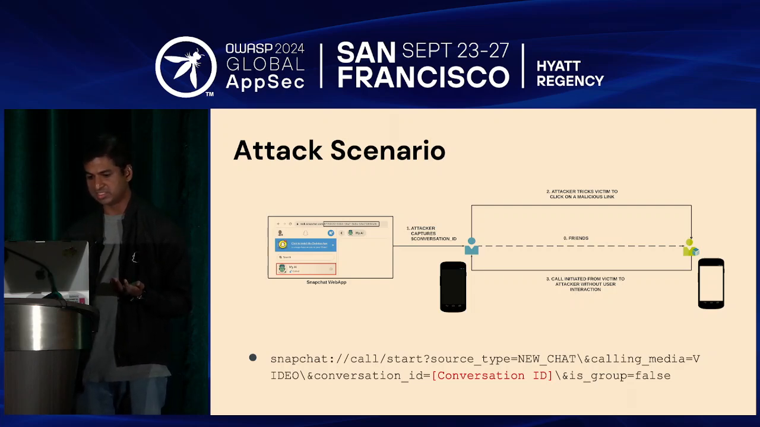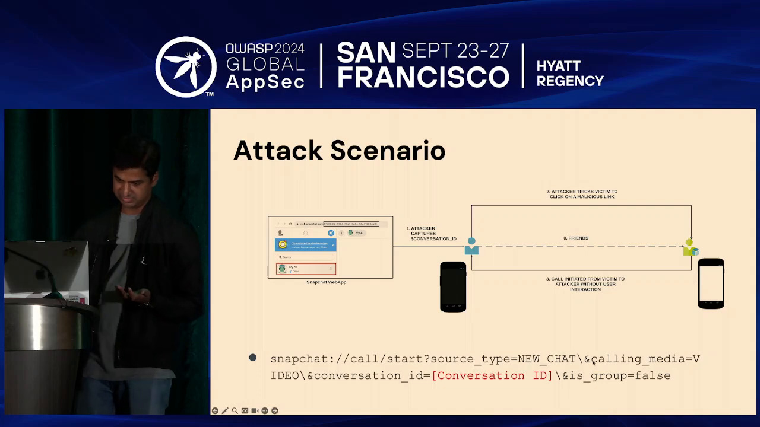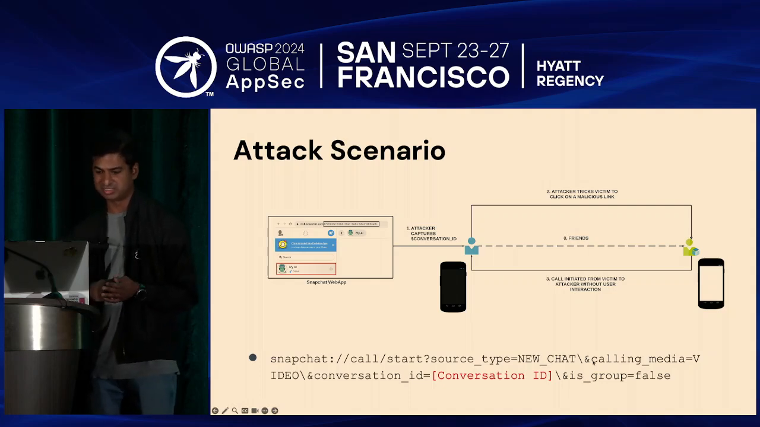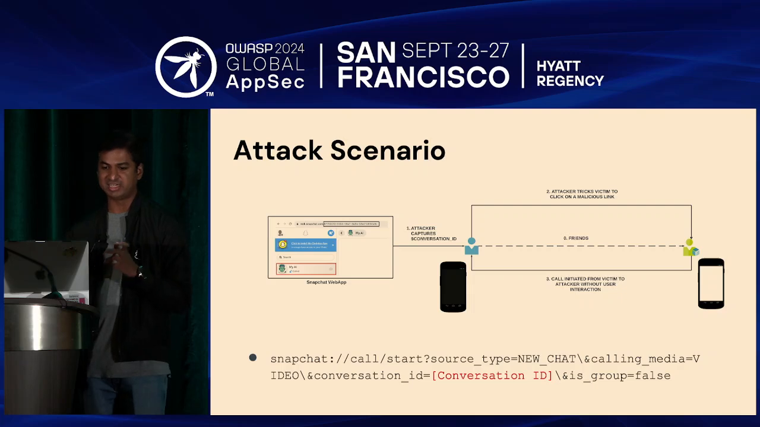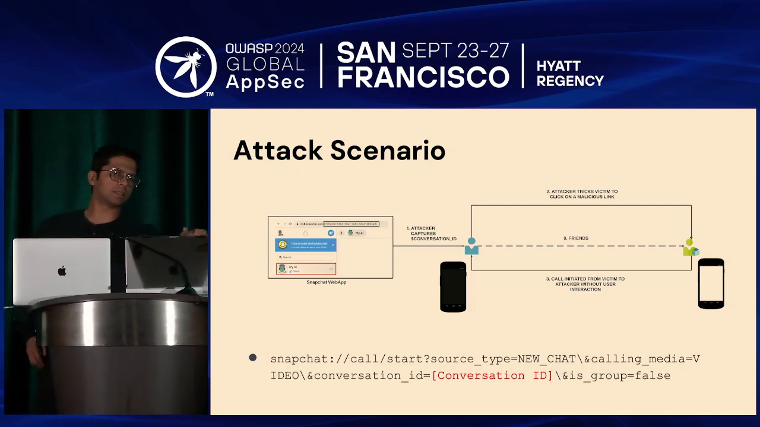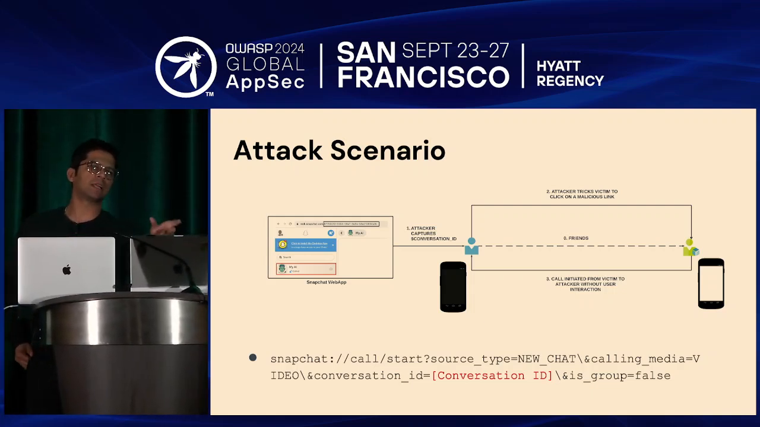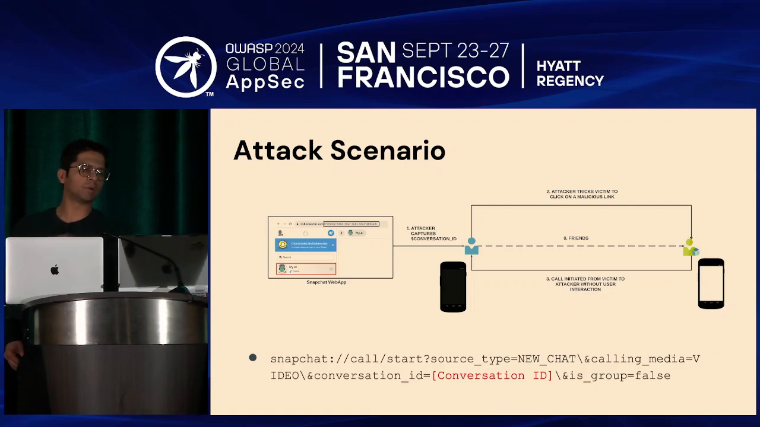So in this case, the victim's Snapchat application would see the calling media, and it's a video call for this particular conversation, and all parties in the conversation will start receiving that video call. If you look at the deep link down there, it starts with snapchat, right? That says this link should be opened by the Snapchat app.